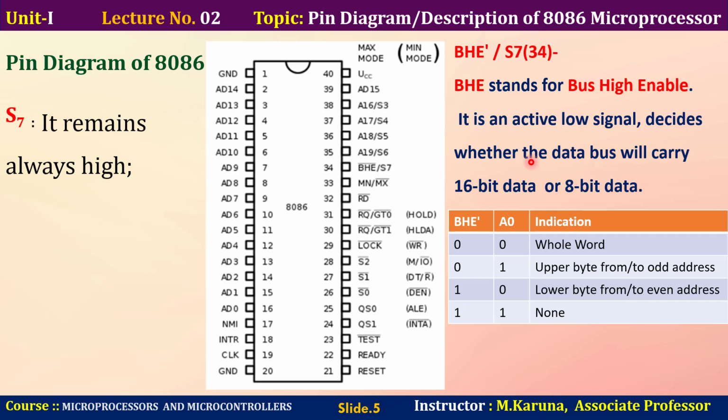Next, M/IO pin, available at pin number 28. This signal is used to distinguish between memory and IO operations. When it is high, it indicates memory operation, and when it is low, that indicates IO operation. Write operation: this is also an active low signal, stands for write signal. It is used to write the data into the memory or the output device depending upon the status of the M/IO signal, based on pin number 28, that is memory or IO status.